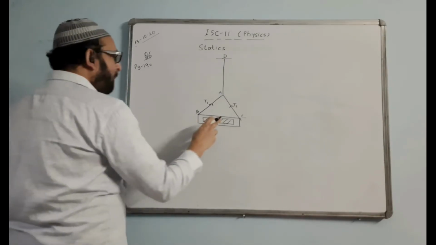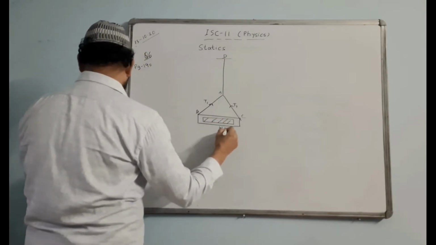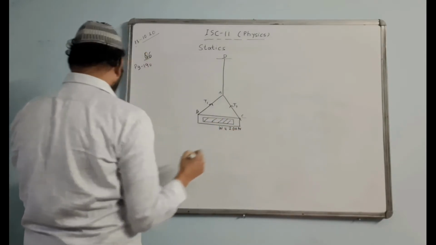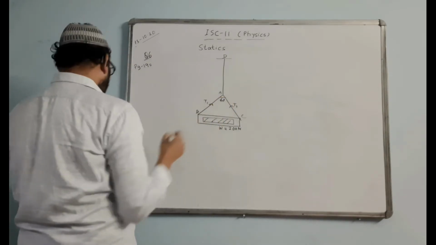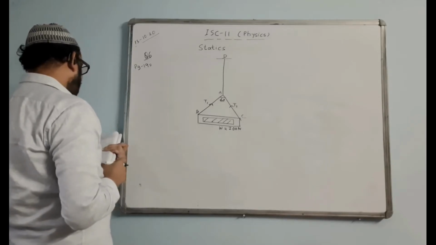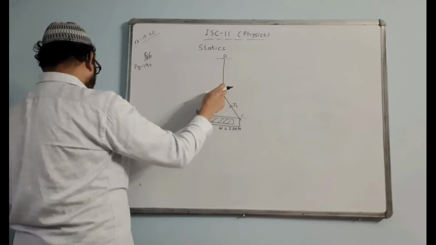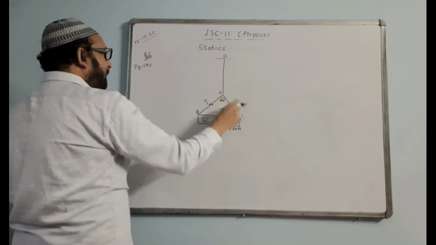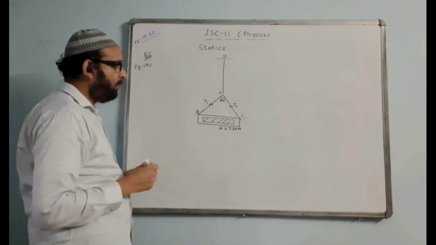And this is the weight of the block. This W is given as 200 Newton, and angle BAC is given as 60 degrees. You have to find the tension in the ropes AD, BA and CA. You have to find the tension in each rope.